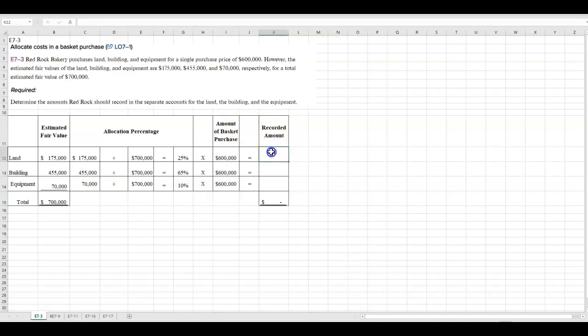So how much do we want to record of that 600,000 for land? 25% of that. So 600,000 times 25%. And we want to do the same thing for the building, 600,000 times 65%. 600,000 times 10% for the equipment. So now we know what we can record for land, building, and equipment for a total of 600,000. We use the fair value to allocate it, fair market value.